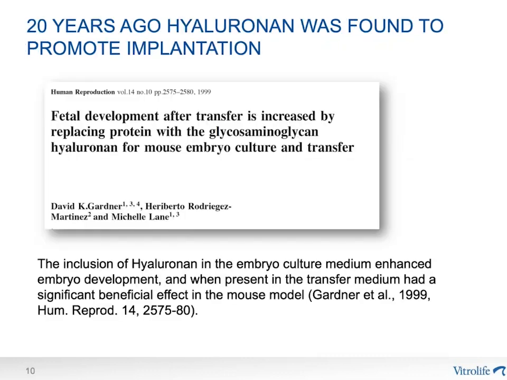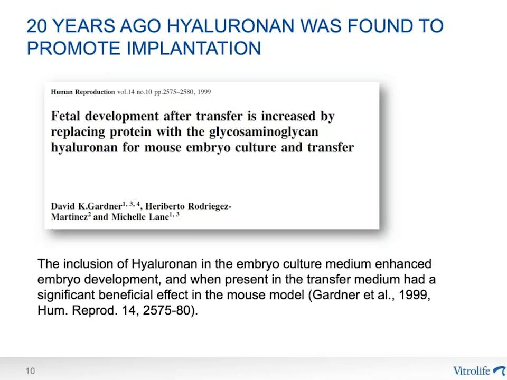This is a study we published at the end of last century. In this work, we were interested in determining the effects of different macromolecules on mouse embryo development. What we found was not only was albumin beneficial, but hyaluronan was extremely beneficial, and actually the greatest development we observed is in the presence of the two together.